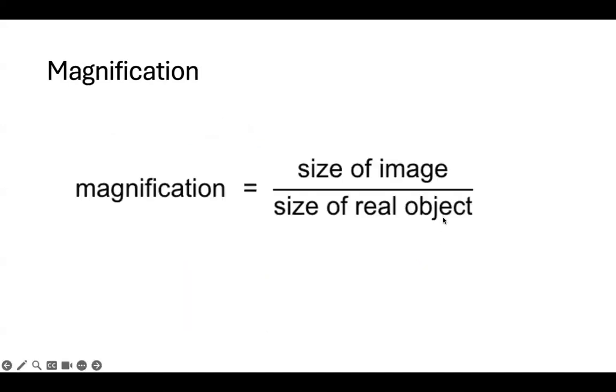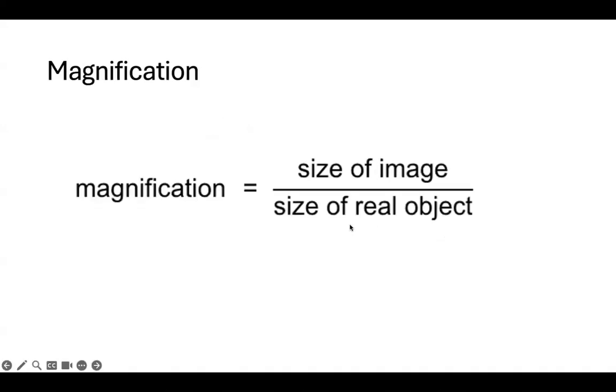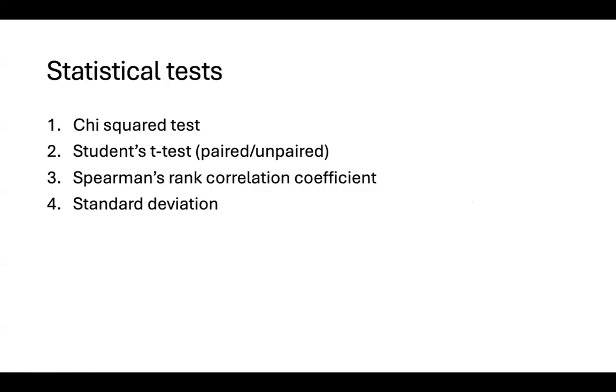Okay, magnification is size of image over size of real object. That's one of those questions that you just need to know how to do. One of those formulas that you need to be able to recall. The most important thing is to make sure that the units are matching up, because that's the biggest way that they trick you out with this question, is when they don't have the units matching up. So please remember to make sure that all the units match up.